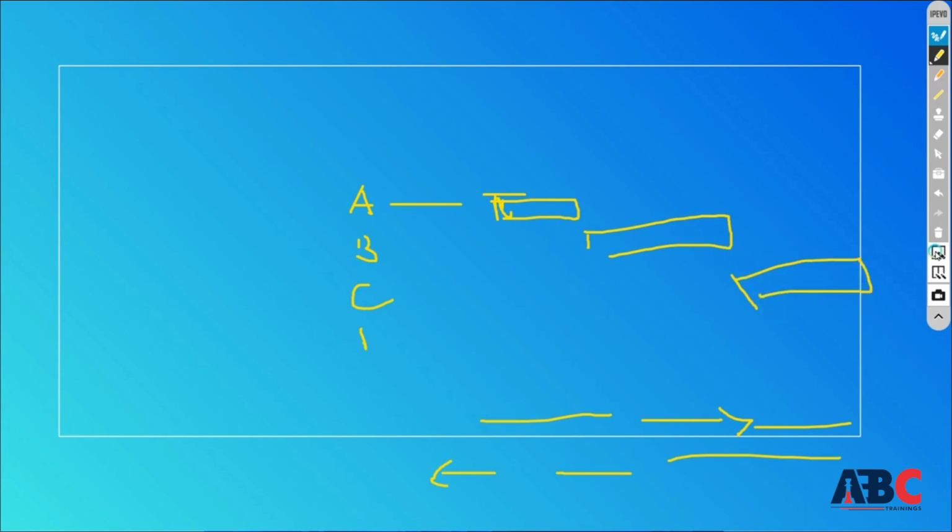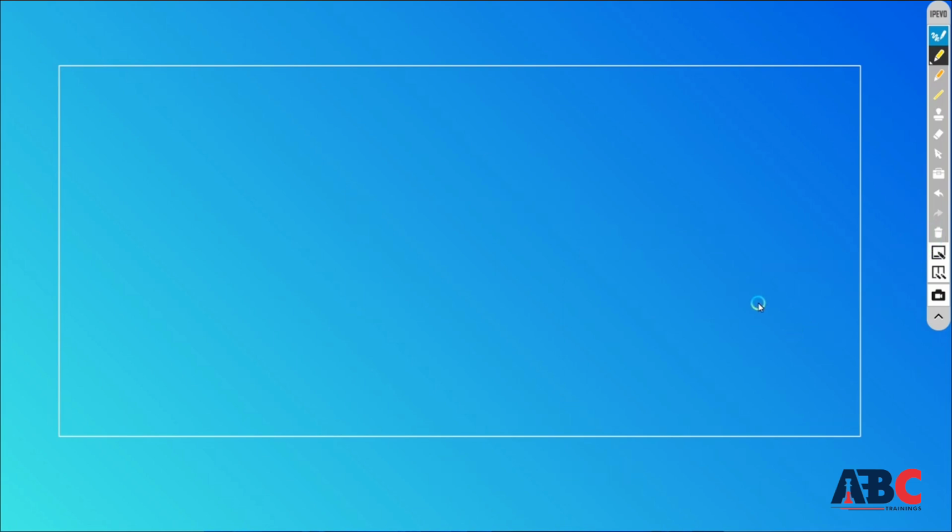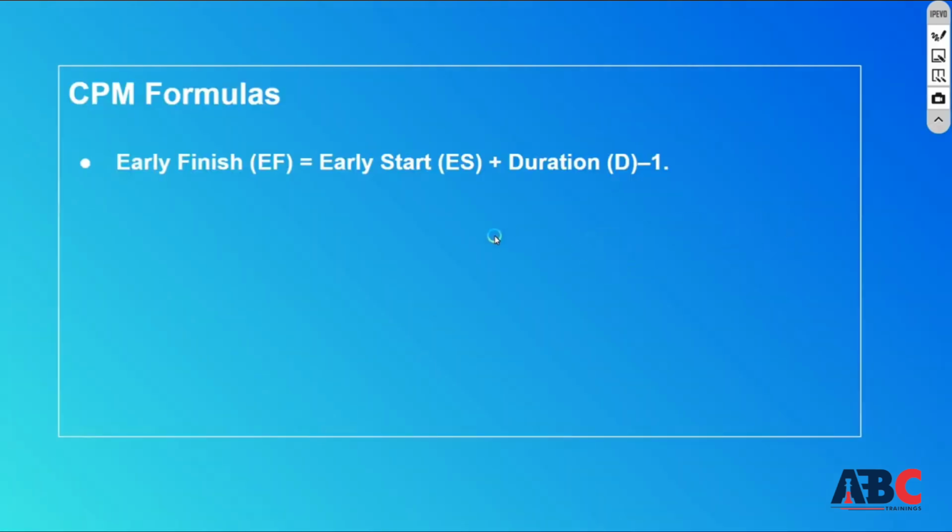While showing it, we need some CPM formulas. They are easy to use, so let's see the formulas. First of all, early finish, which means you finish early. That is early start plus duration minus 1. That means the time you start early plus the duration you have taken, minus 1. So that is your early finish. You call it early finish when you finish before the planned duration.